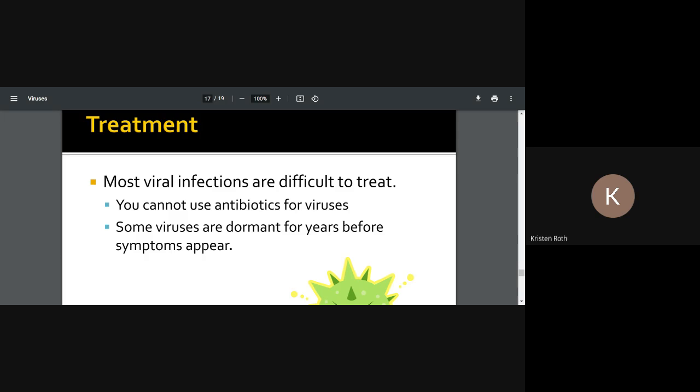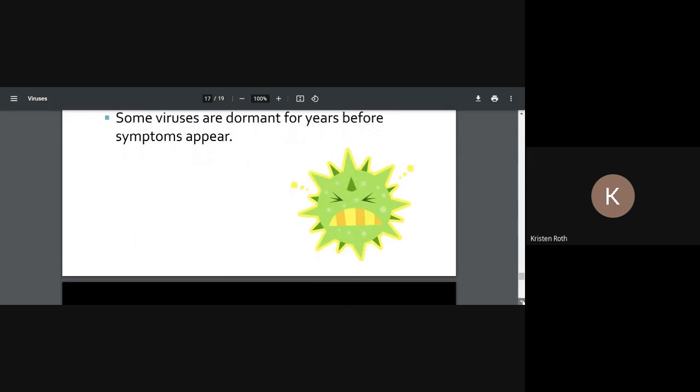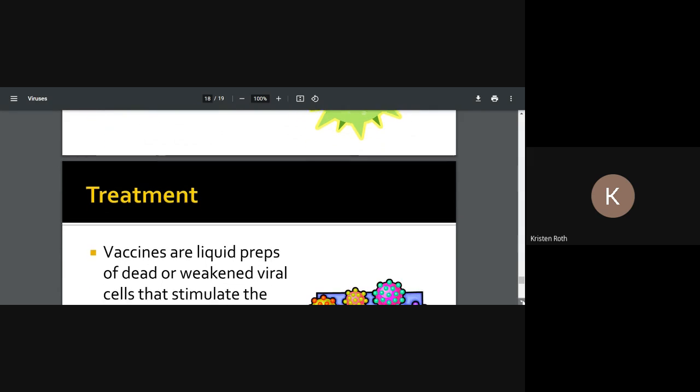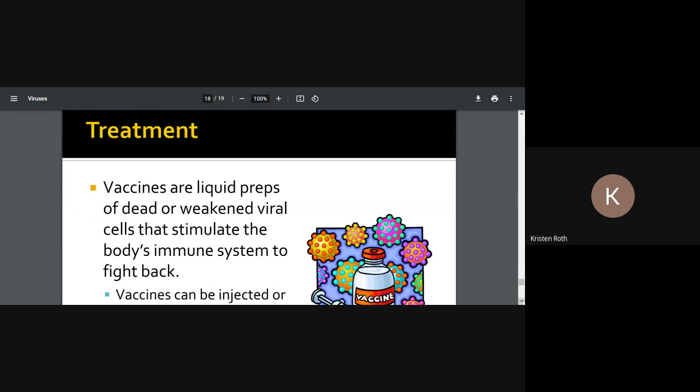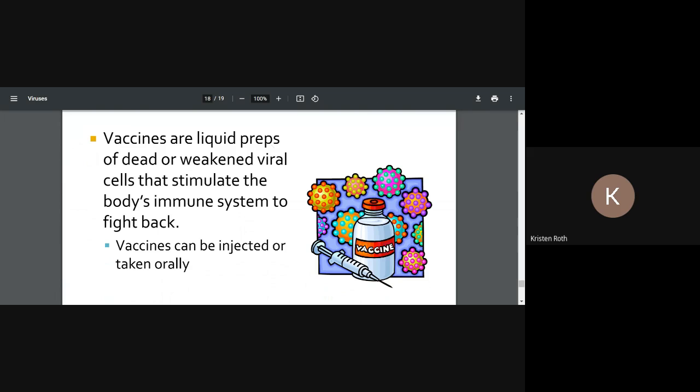It's actually the virus, weakened, and it's injected into you to get your body to identify and prepare, so that if you actually get it, you can fight it off. Vaccines are liquid preps of dead or weakened viral cells that stimulate the body's immune system to fight back. Vaccines can be injected or taken orally.